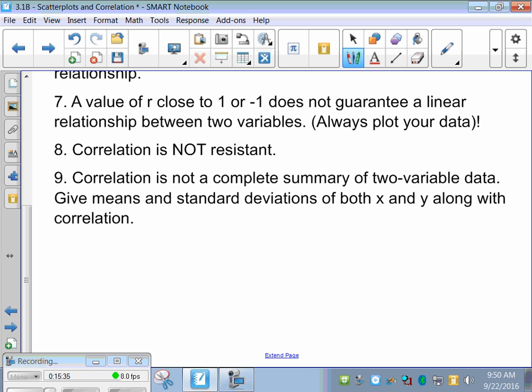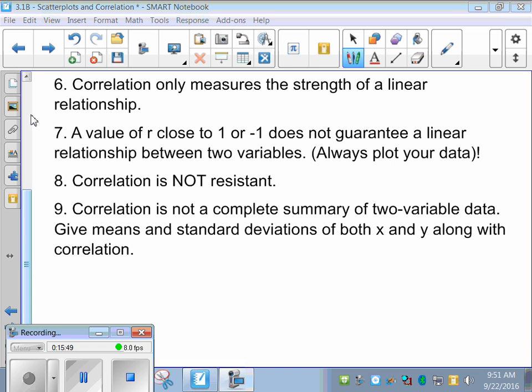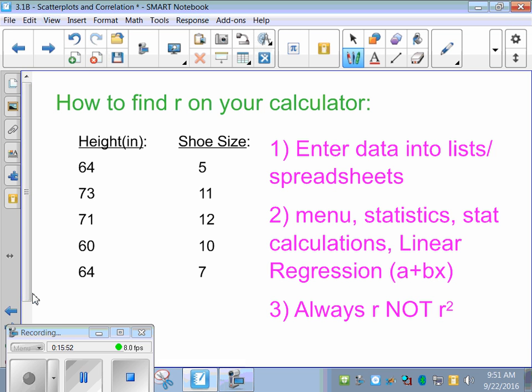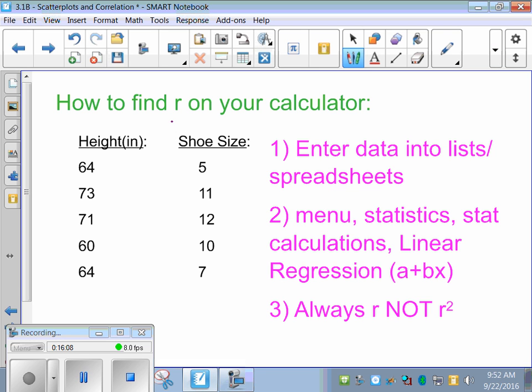And the last one, correlation is not a complete summary of two variable data. We also need to give means and standard deviations of both x and y along with correlation. All right, and of course, we have to remember how to actually find R. Some of you may remember how to do this already, but we're going to calculate R by the calculator. We just did it by hand where it was 0.559. And now we're going to calculate it on the calculator, which is more accurate because of rounding.